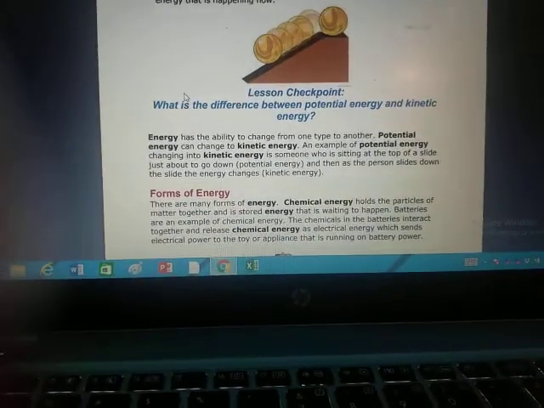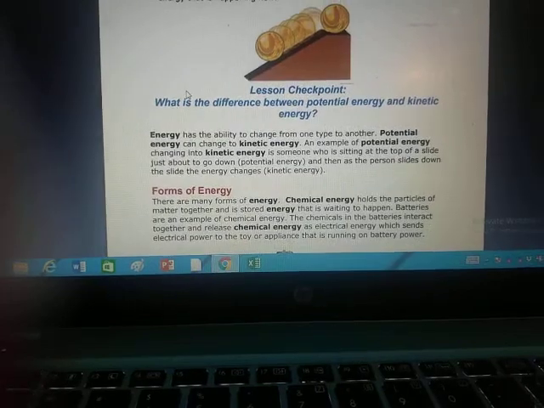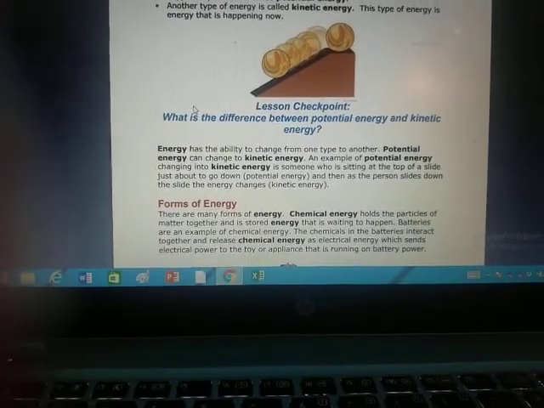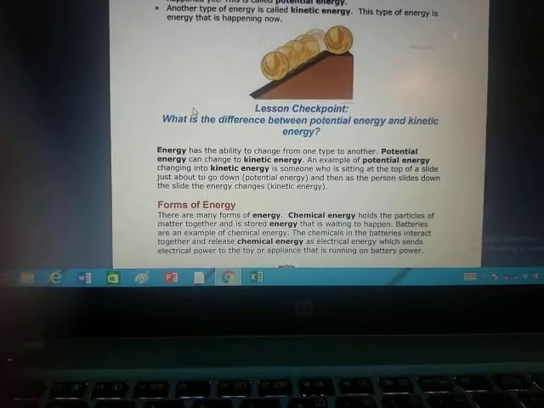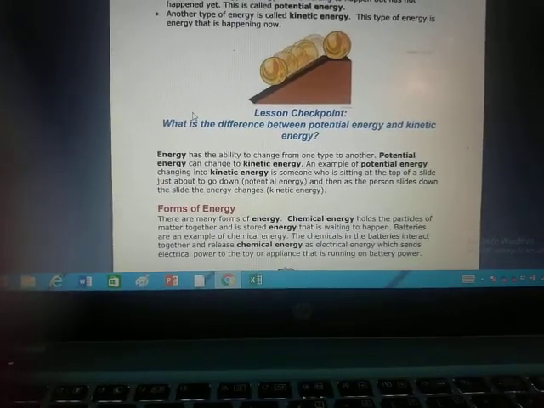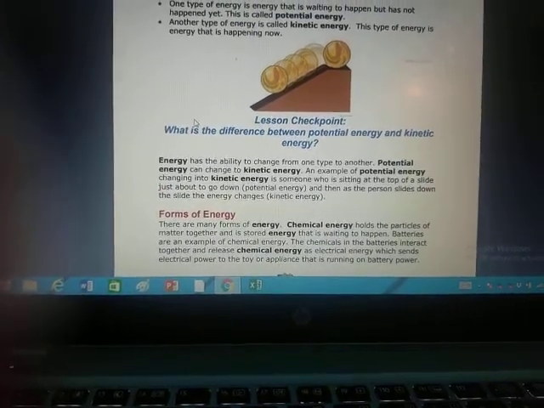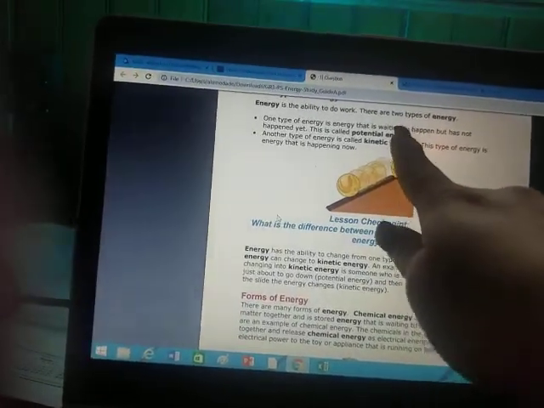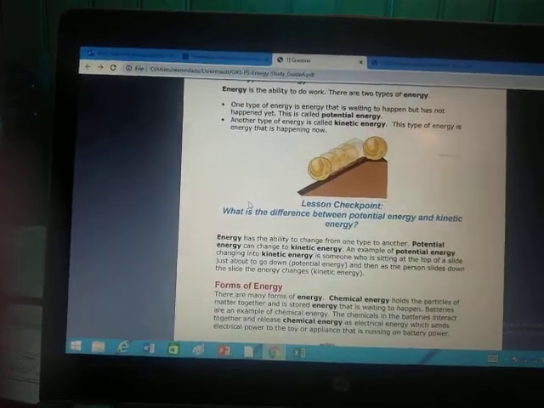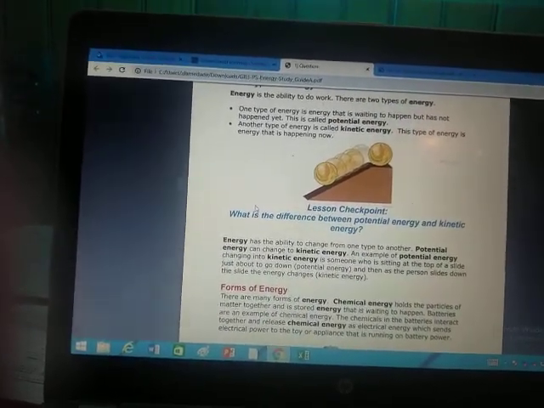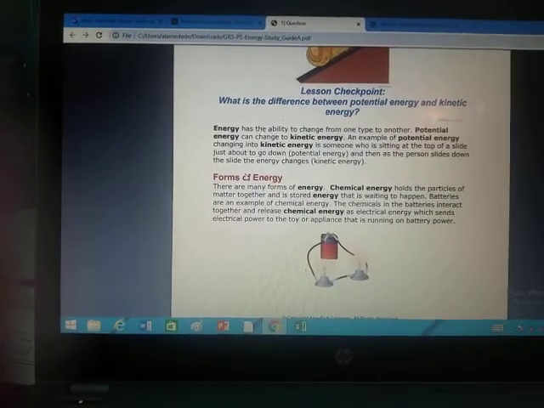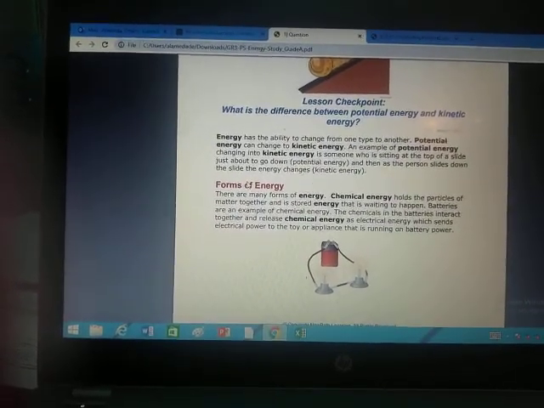So here's your first lesson checkpoint. I'm going to say the question and you're going to comment below in the video. You do not need to write it on this paper. So what is the difference between potential energy and kinetic energy? Comment below. Again, the answers are right here, so tell me what the difference is between potential energy and kinetic energy.